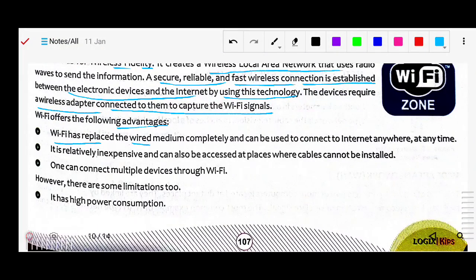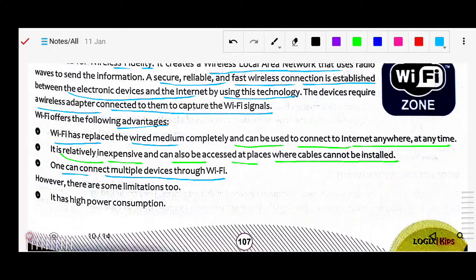Wi-Fi has replaced the wired medium in many places and can be used to connect to the internet anywhere, anytime. It is relatively inexpensive and can be accessed at places where cables cannot be installed. Where cable facilities are not able to be installed, there you can use Wi-Fi, and it's a very handy method. Next, one can connect multiple devices through Wi-Fi. As you know, if you switch on the hotspot in your phone, many devices can be connected.